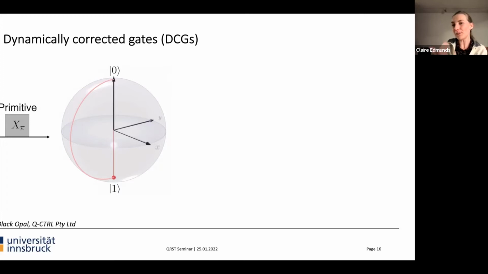In this talk, I'm going to talk about primitive gates a lot. This is just the easiest way of getting from point A to point B in the Bloch sphere, following the geodesic, just round from the top to the bottom. It's a square pulse of microwaves or a laser. Whilst it's really easy to do, it's very sensitive to errors. If you have a frequency error in your control, then you're going to rotate around the wrong axis. If you have an amplitude error, then you're going to rotate too far or not far enough.